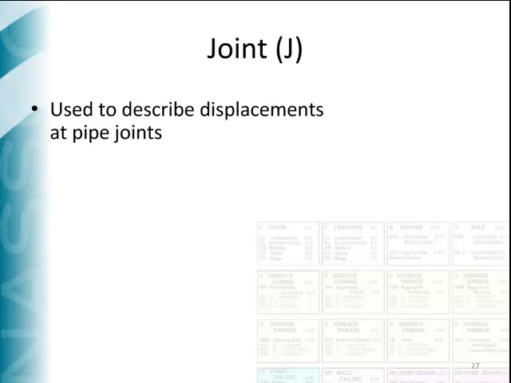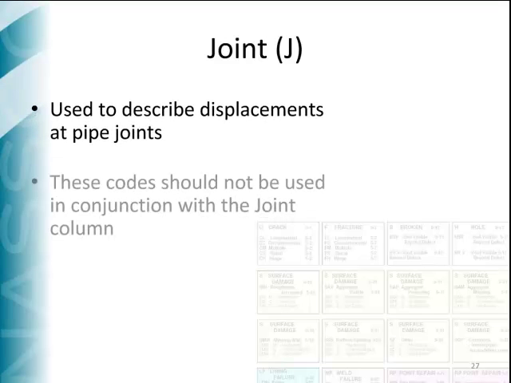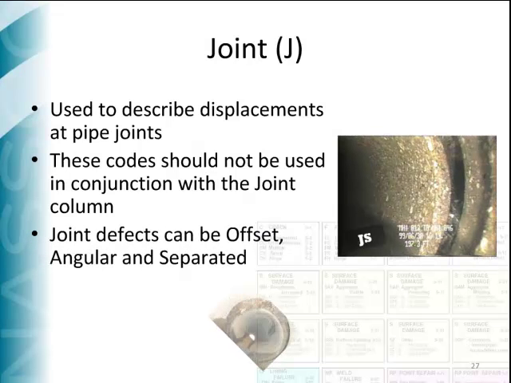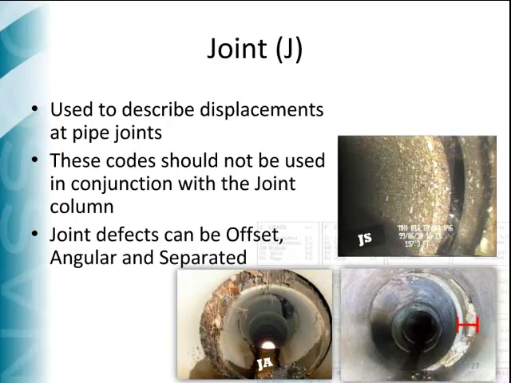The joint group of codes is represented by the letter J. It is used to record abnormal displacements at pipe joints. The joint group has 3 different codes, JA, JS, and JO, for angular, separated, and offset, which should not be used in conjunction with the joint column in the details section of the CCTV form.